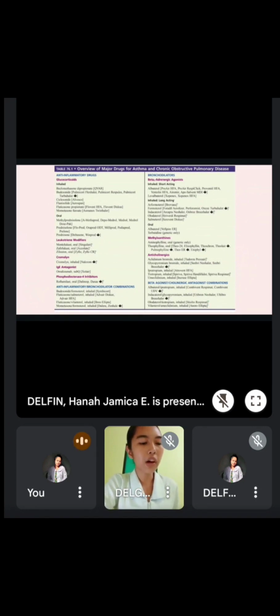In the anti-inflammatory drugs, we have glucocorticoids, the leukotriene modifiers, cromolyn, omalizumab, and roflumilast. In the bronchodilators, we have beta-2 adrenergic agonists, the methylxanthines, the anticholinergics, and beta agonist and cholinergic antagonist combinations.